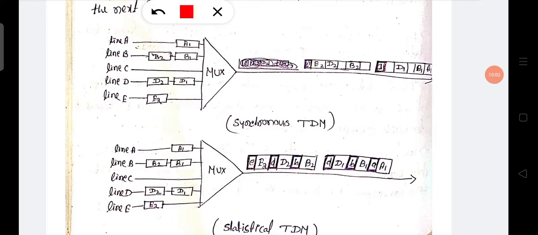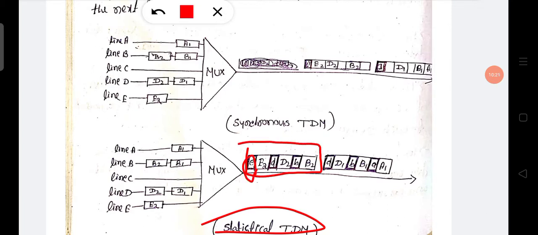We use the cost of the channel is less. Similarly, in the next process, statical TDMA, the frame is here. You see the frame. This is E, then E2. This is D, this is address. E and D is address. Then D2, then B.